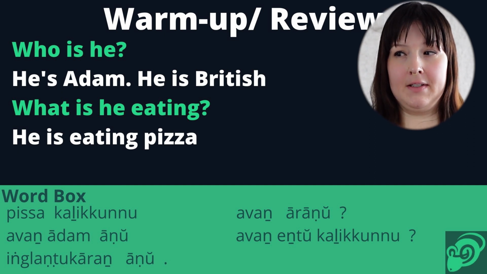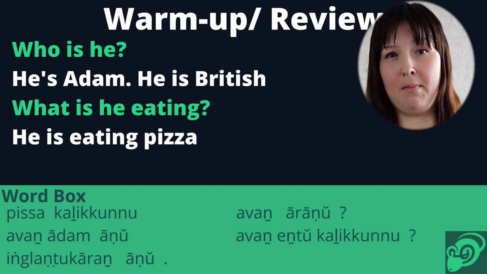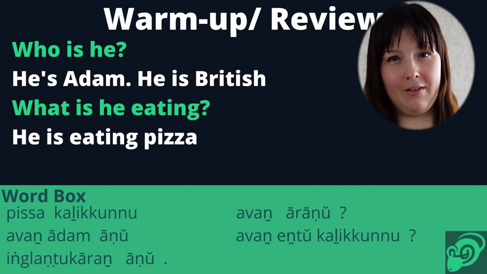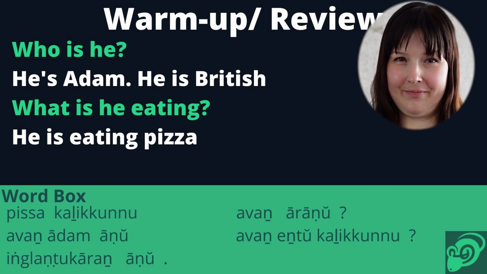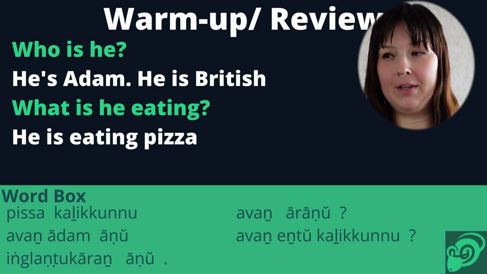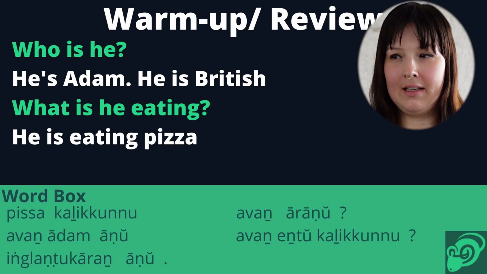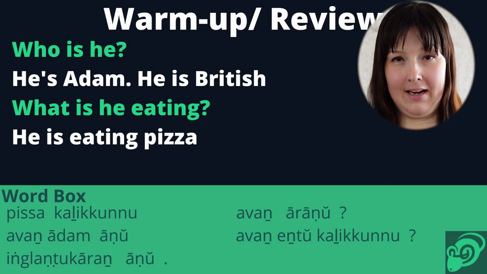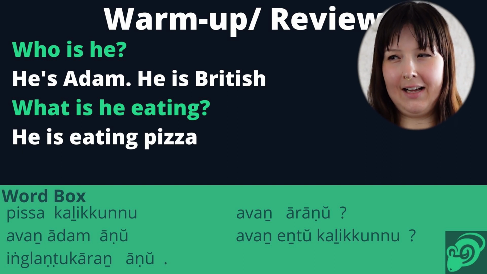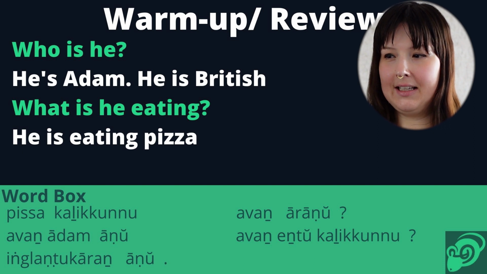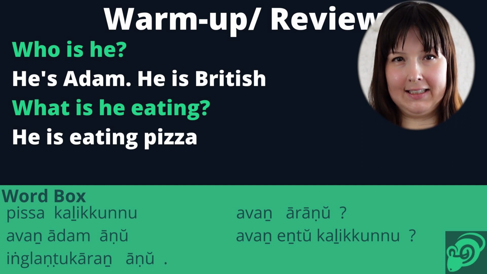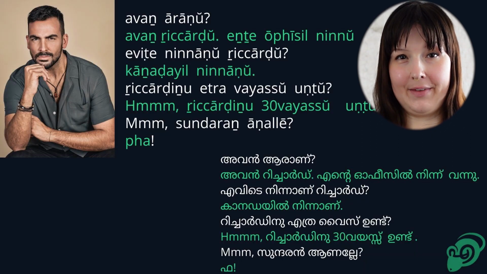Here we have a conversation in English, and in the word box, you'll see some Manglish. Match the phrases to the phrases in English. Pause the video, and when you're ready, hit play, and we'll go over the answers together. All right, so who is he? Avan Arane. He's Adam. Avan Adamarne. He is British. Englandkaranarne. What is he eating? Avan endu kazhikkunnu? He's eating pizza. Avan pizza kazhikkunnu. Okay.